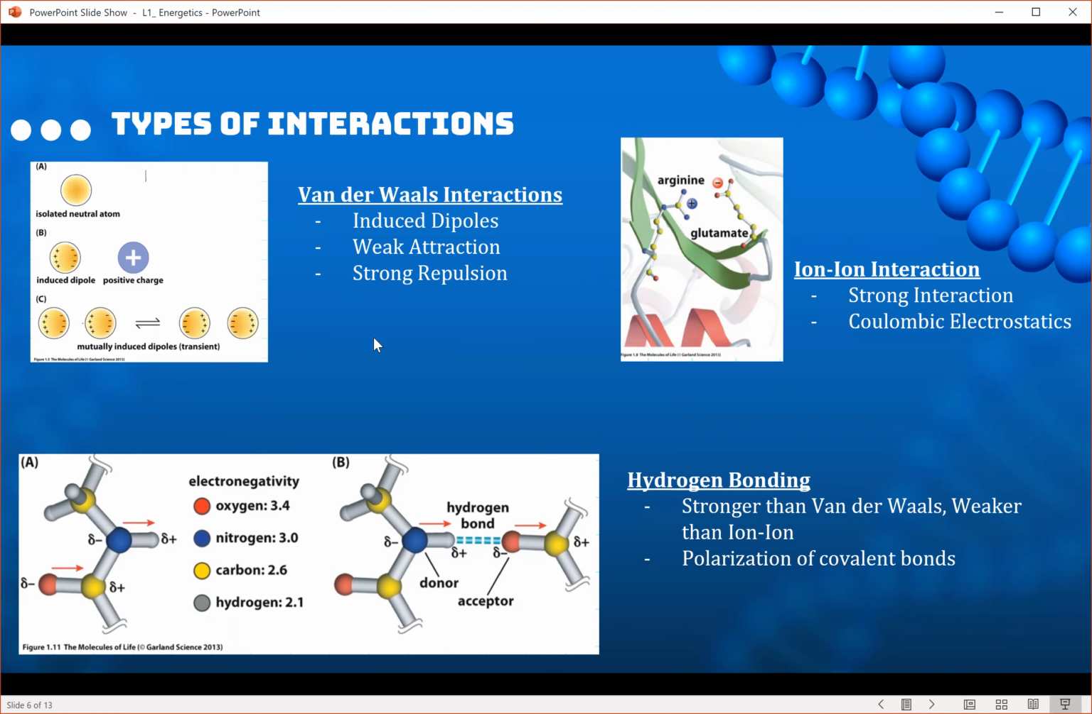This is where we create induced dipoles, where a temporary mini magnet, as I like to simplify it, is formed. And these induced dipoles create charges. And as we know from playing with magnets, opposites attract. And this creates a temporary or transient dipole.